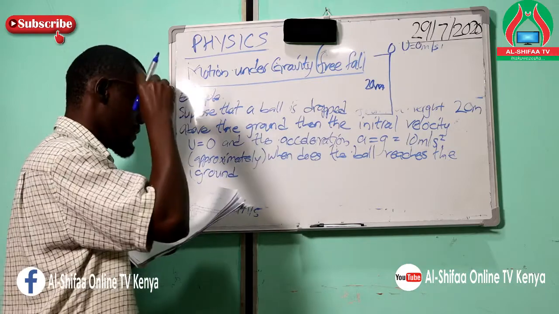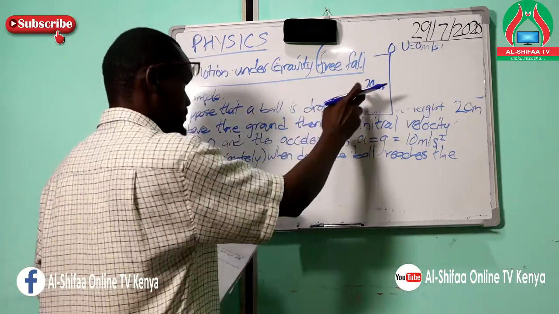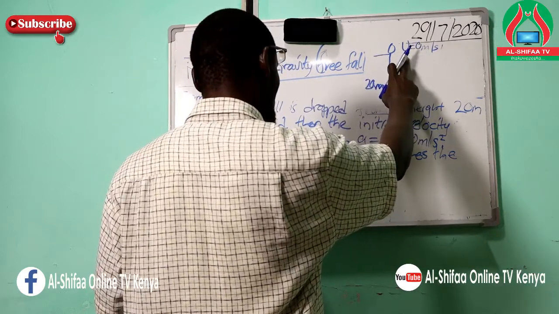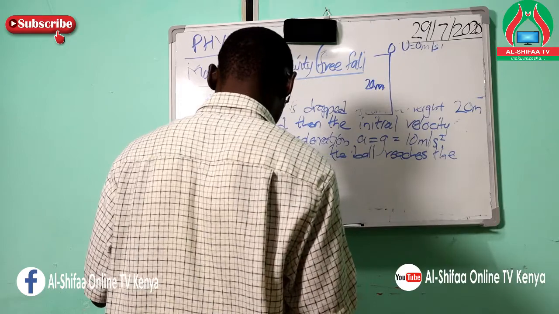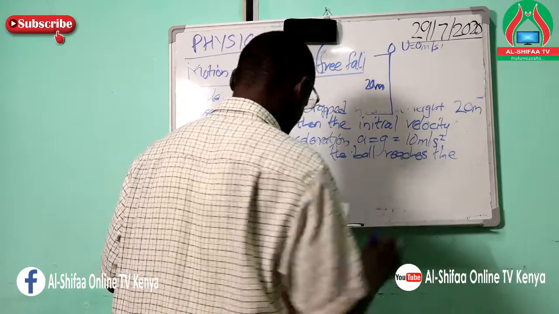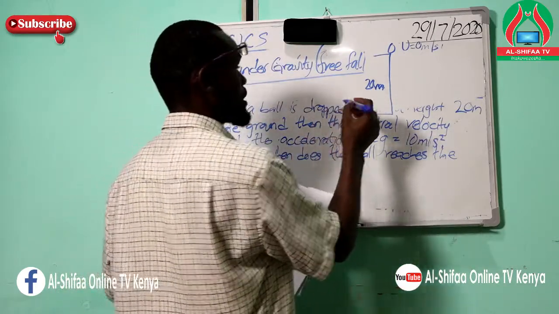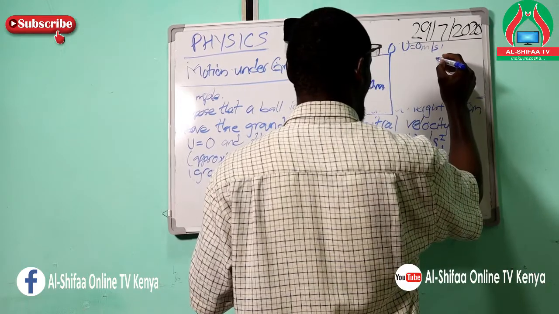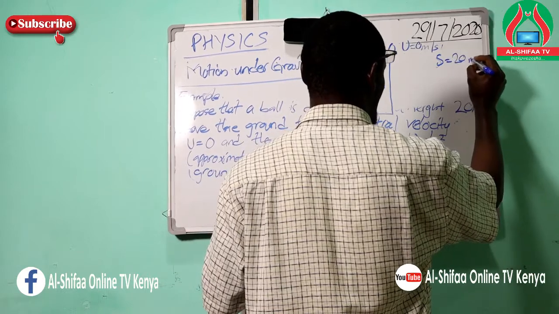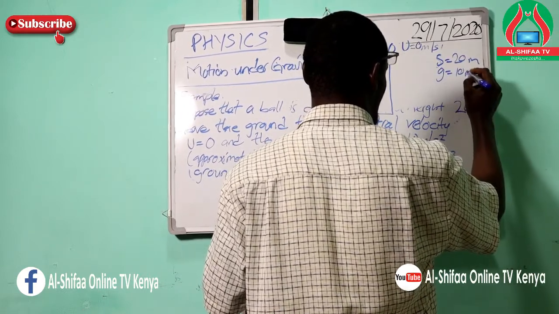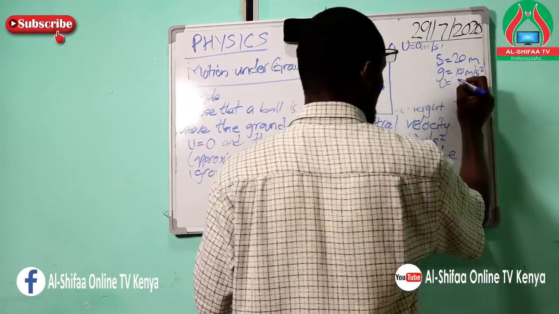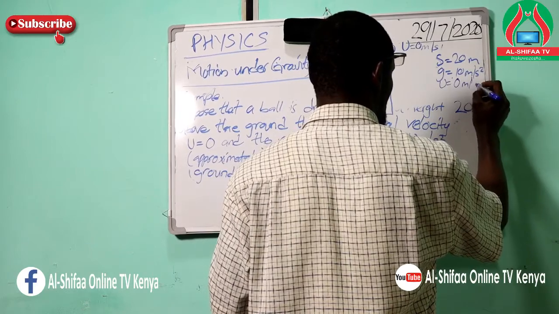So from the kinematic equation, we have the height, which is the displacement. We have the initial velocity, and we also have the gravitational pull, which we are being told to use 10 meters per second squared. So we have that s is equal to 20 meters, g is equal to 10 meters per second squared, u is equal to 0 meters per second.